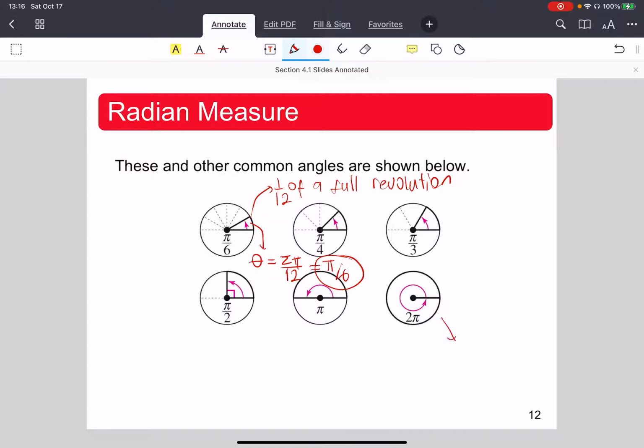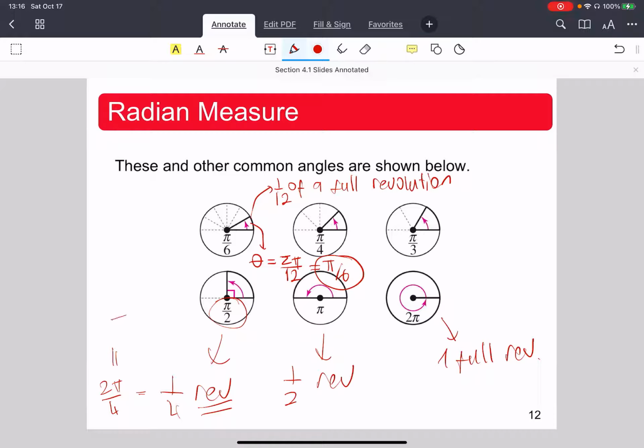So this last image is one full rev. This one is 1/2 of a rev. This guy is 1/4 of a rev. Like I was describing earlier, the way we got pi over 2 is because we divided 2 pi by 4, and that is pi over 2. So you can apply the same idea for this one and that one and all the ones that I didn't talk about so far.